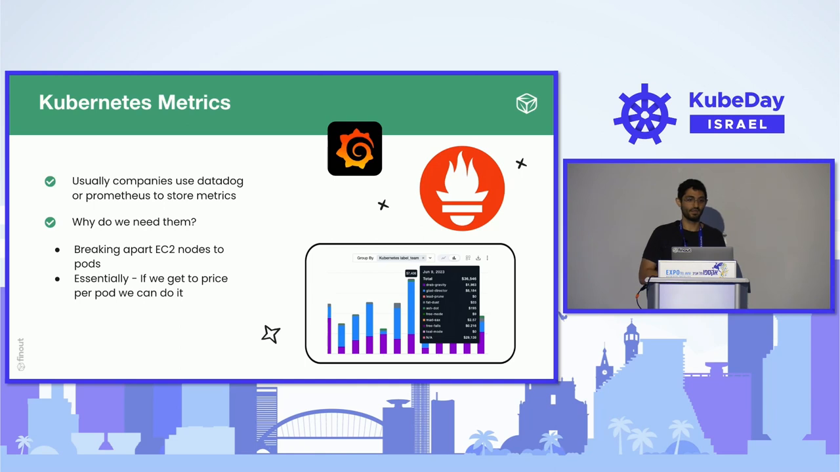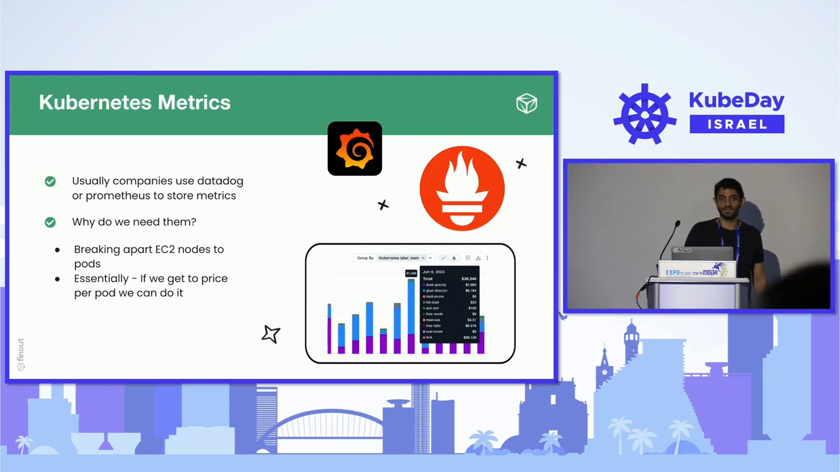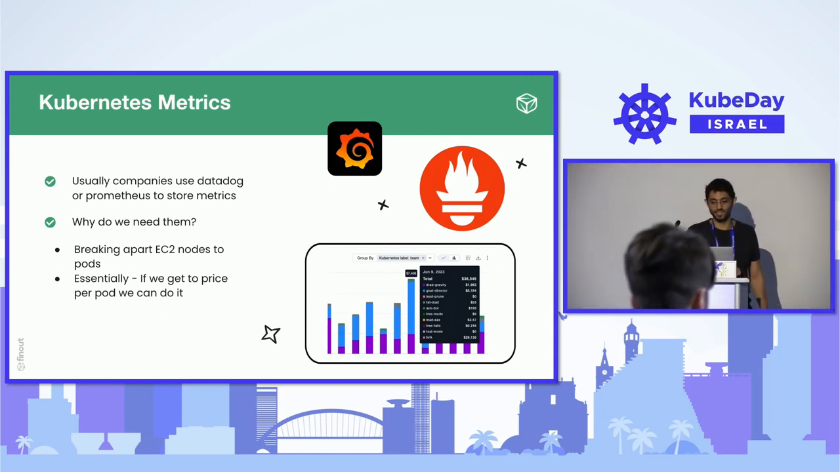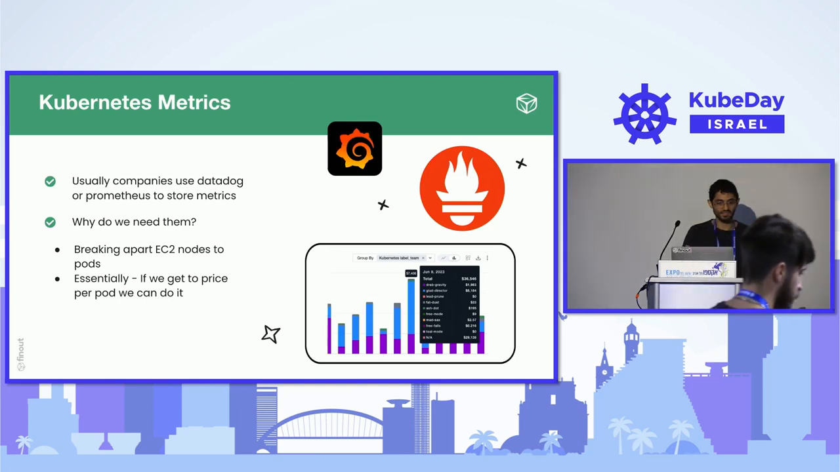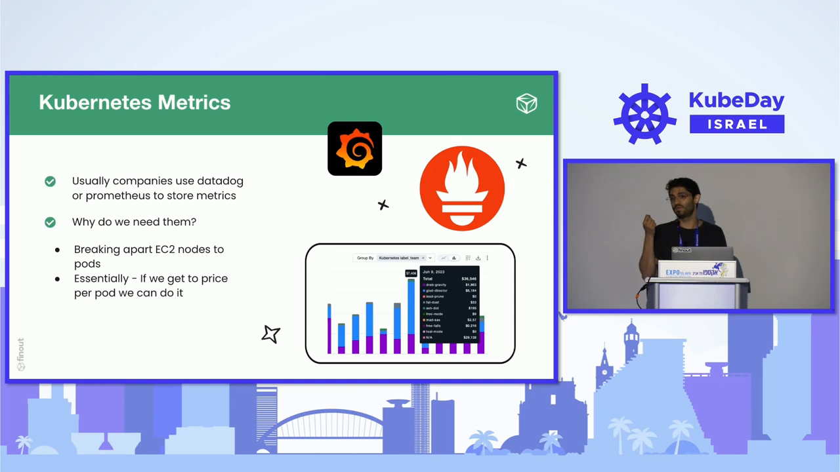And what we decided to do is use these metrics as a building block in order to split apart the underlying EC2 nodes that these pods were running on, thus enabling us to use all of the pods' metadata as the most granular unit of cost that we are able to attribute costs to. And that was extremely useful for us because we are a company that has a lot of data pipelines, as I will show in later slides.